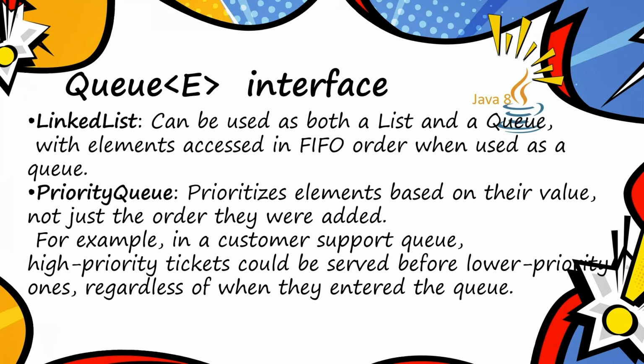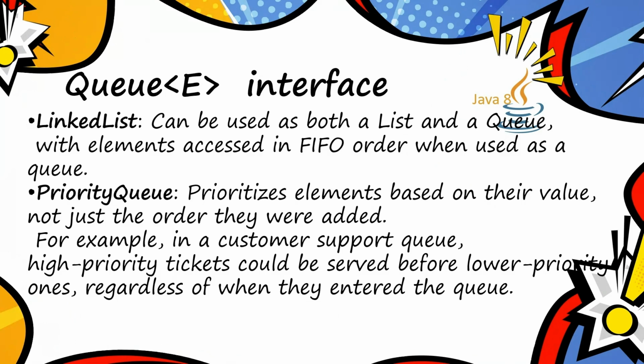Queue interface. A queue is like a line at a store where people join at the back and those at the front are served first. This is the first in, first out, or FIFO principle. Two main implementations of queues are LinkedList, which can be used both as a list and a queue with elements accessed in first in, first out order, whereas PriorityQueue prioritizes elements based on their value and not by the order they were added.